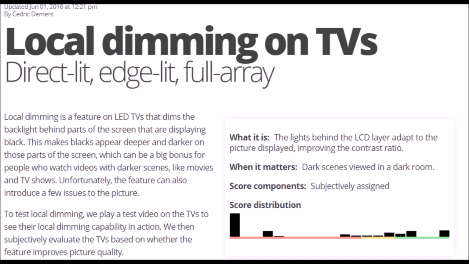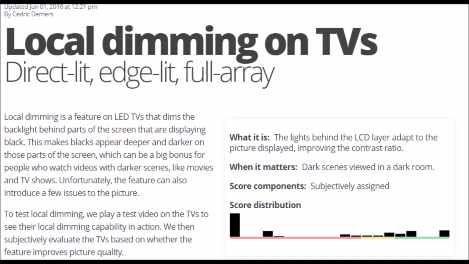People are getting so caught up with how many zones the TV has and all this stuff, and they're forgetting why local dimming is there in the first place. Now, this doesn't concern OLEDs, because OLEDs don't need local dimming because they can pretty much dim their pixels at a pixel level. So local dimming is a straight LCD LED thing.